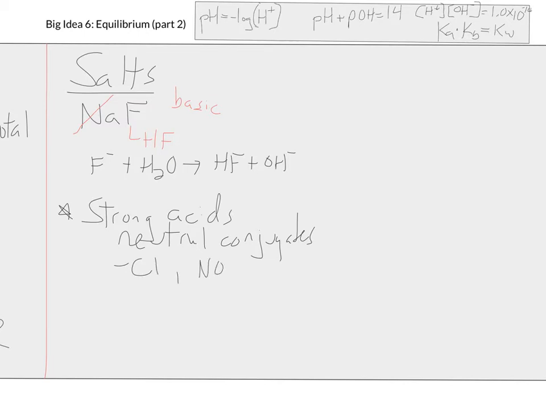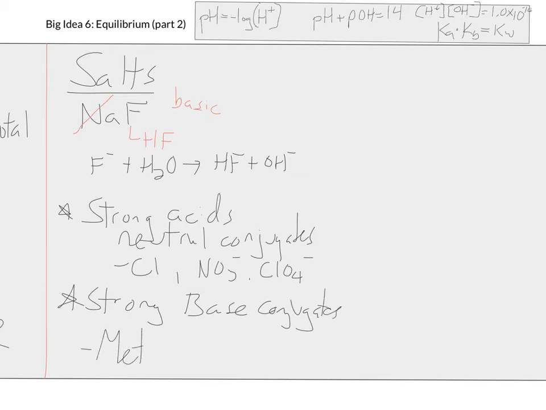It's really just our 7 strong acids. Any nitrates, ClO4, any of these things, if you see strong acid ions, they will be neutral. The strong bases' conjugates, those are just going to be our metal ions. So sodium, potassium, lithium, calcium, those things, if they're in their salt form with other ions, they're not going to have a pH.